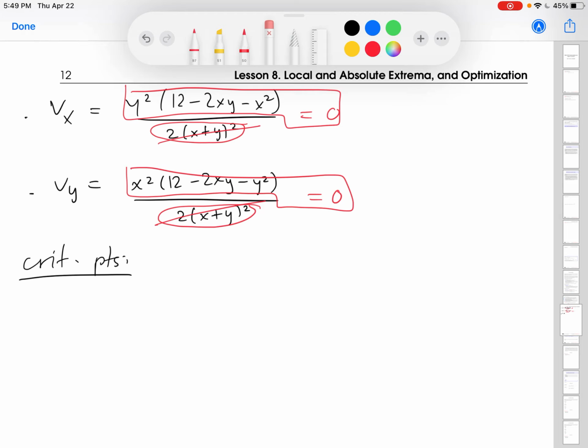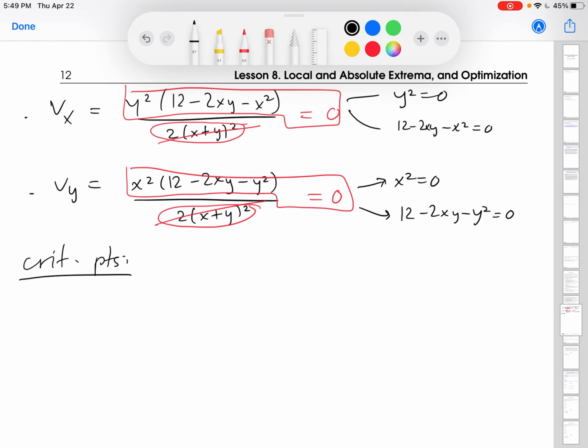So if we look at what happens there, I have two possibilities here. I either get y squared equals 0, or 12 minus 2xy minus x squared equals 0. And then over here, I get x squared equals 0, or 12 minus 2xy minus y squared equals 0. Again, we reject this one and this one because they imply x and y are 0, and that's not in our domain. There would be no box.